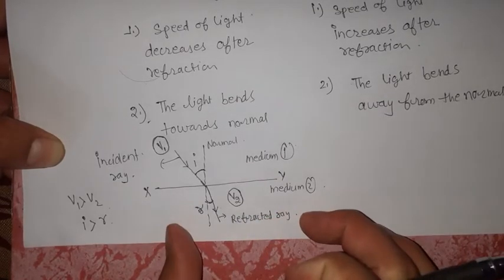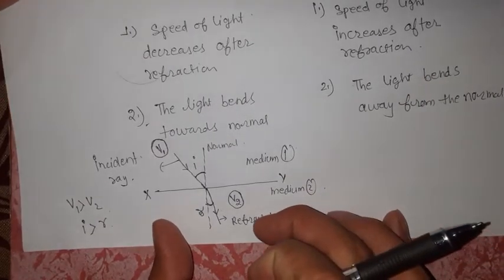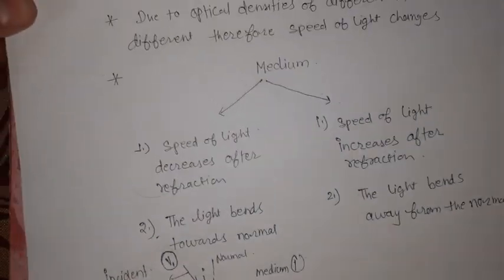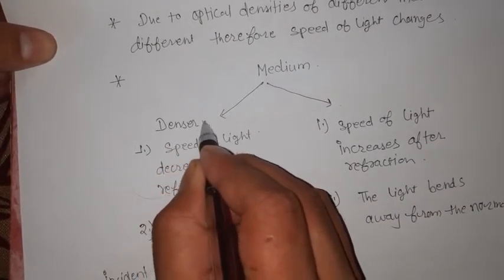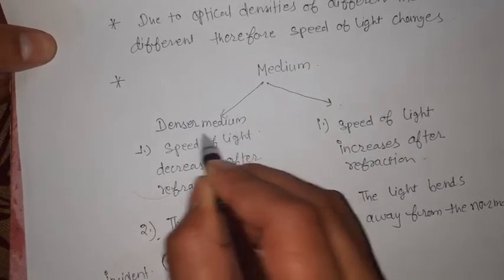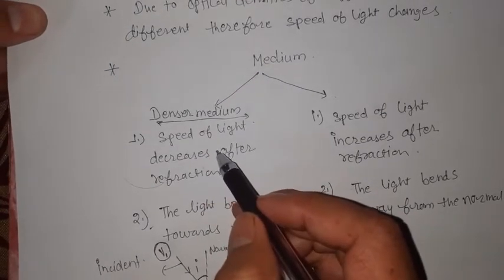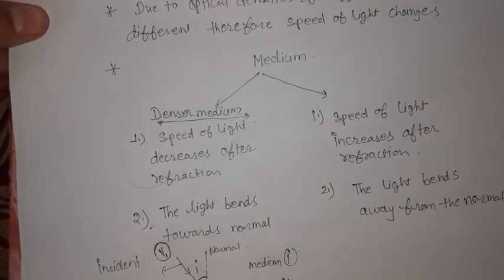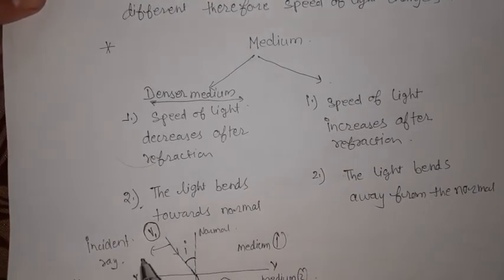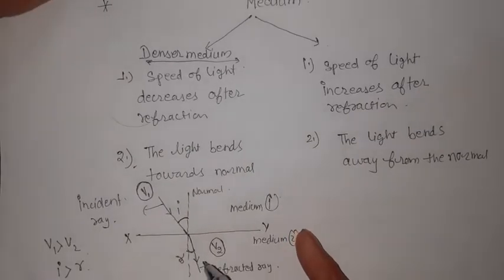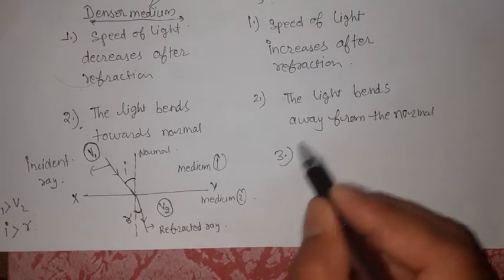Such a medium, in which the light bends toward the normal, we are going to call a denser medium. It is important to note what a denser medium is: the medium in which the speed of light decreases after refraction and the light bends toward the normal. This is the ray diagram for this one.